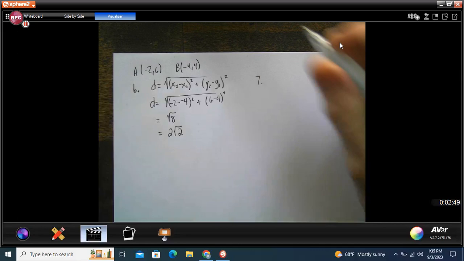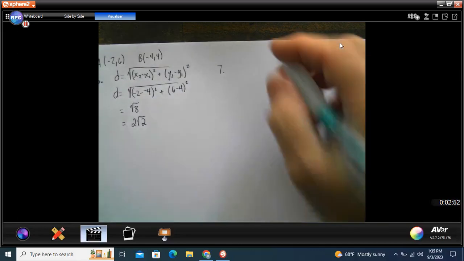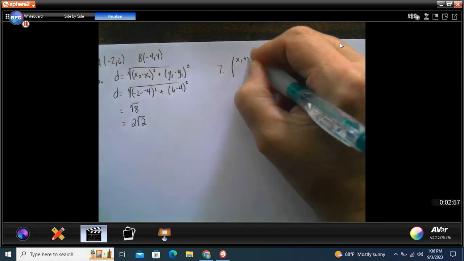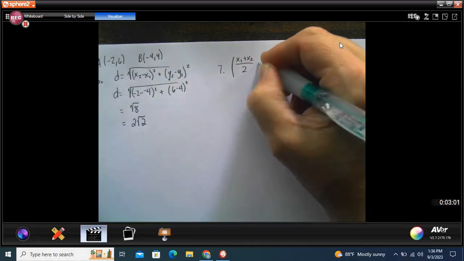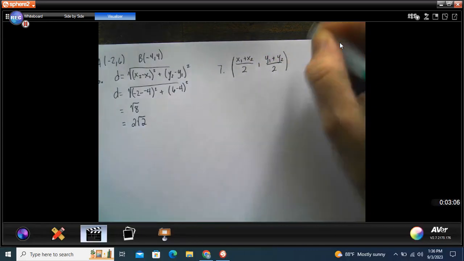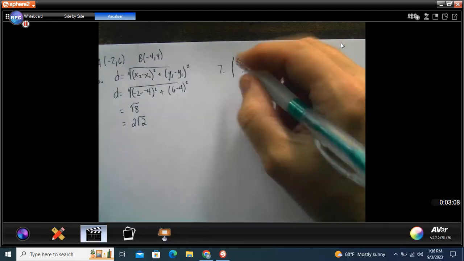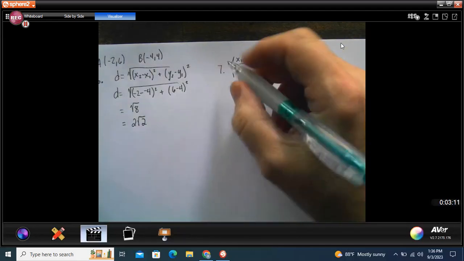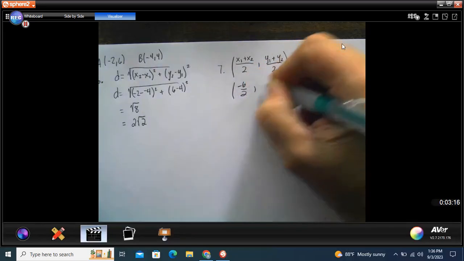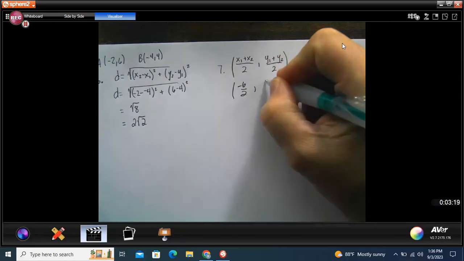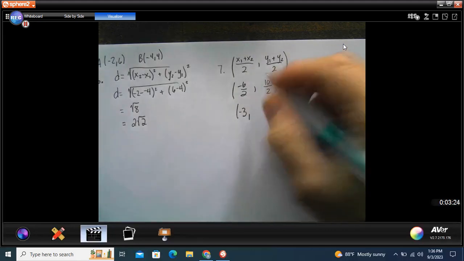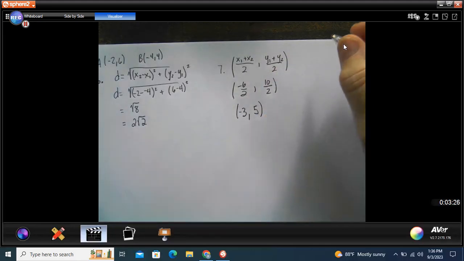Number 7, we're supposed to find the coordinates of the midpoint of that segment, and midpoint is where I take the average of the x values and I take the average of the y values. Average, add them up, divide by 2. So -2 plus -4, -6, and 6 plus 4 is 10, and so I get (-3, 5) for the midpoint.